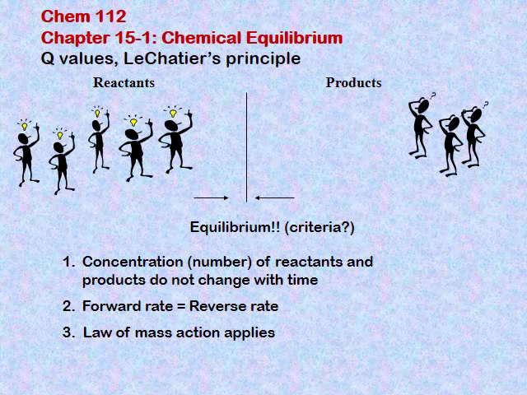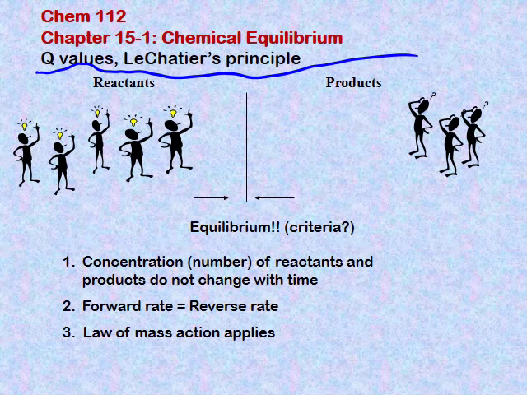In this section of chapter 15, we will define chemical equilibrium, equilibrium constant, Q values, and Le Chatelier's principle. Now, in order to explain and go over chemical equilibrium, I would like to begin with a simple analogy.